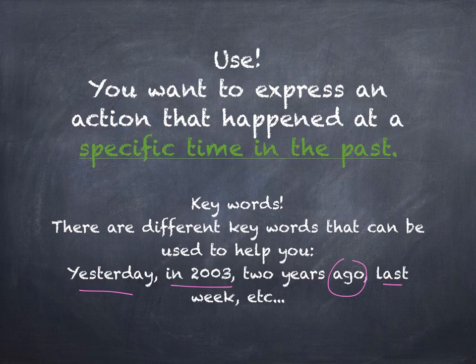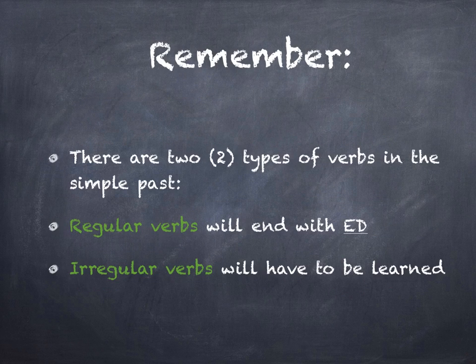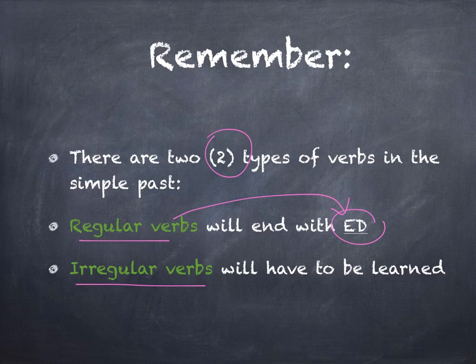These are some examples. Now, you have to remember that there are two types of verbs in the simple past. They are called regular verbs. Regular verbs will end with ed. And irregular verbs that will have to be learned, they are on different lists in your dictionaries or your grammar.